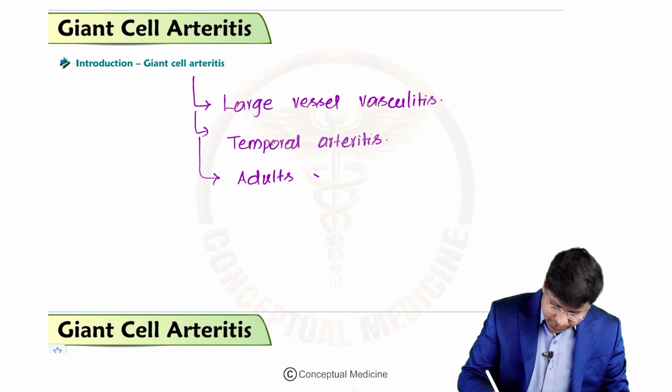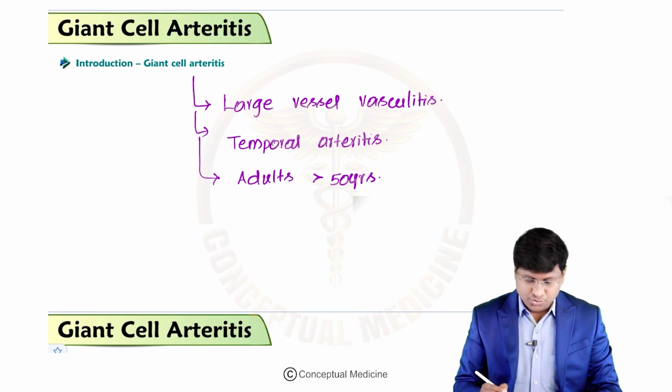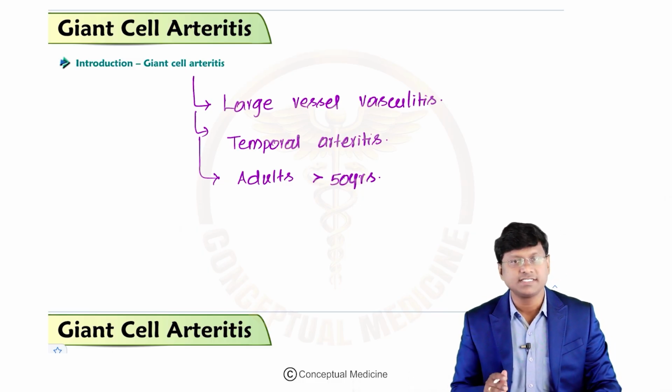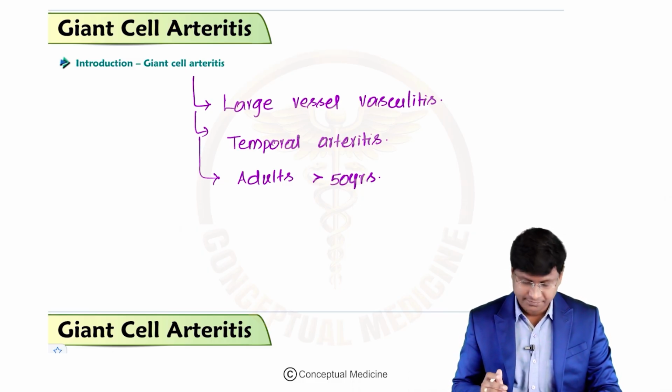This giant cell arteritis is most commonly seen in adults of age group more than 50 years.